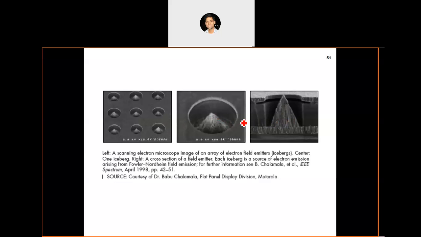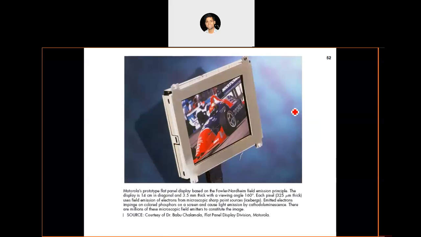Basically, these are images at higher resolution. This is only one single tip which you can see here, and this is a closer picture of that particular tip. It looks like a hill, or an iceberg. And this is how the field emission screens or displays are manufactured. You can see this is an example of a field emission display, right?